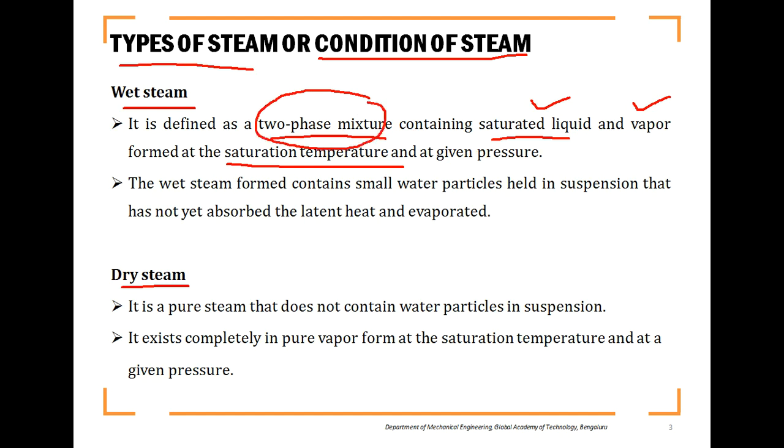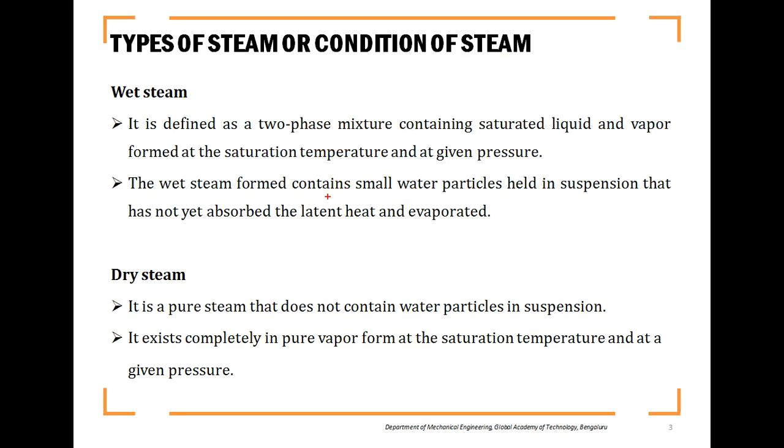Why do we call it two-phase? Because it has liquid as well as vapor. This wet steam contains small water particles held in suspension that have not yet absorbed the latent heat and evaporated. It has not yet evaporated completely. It is still at the stage of boiling. So saturation temperature is that temperature of the liquid or substance at which the liquid starts to boil. Okay, it is not completely converted into vapor. It has just started to boil.